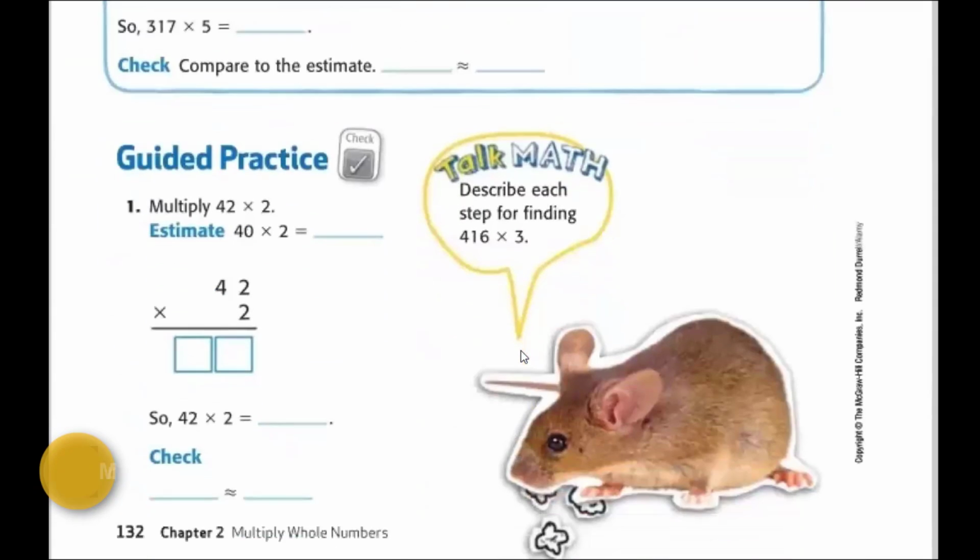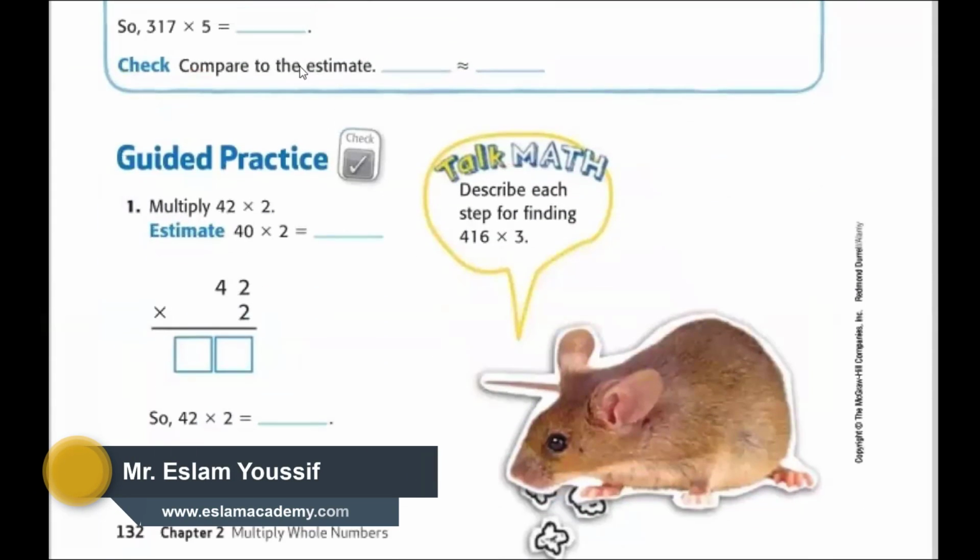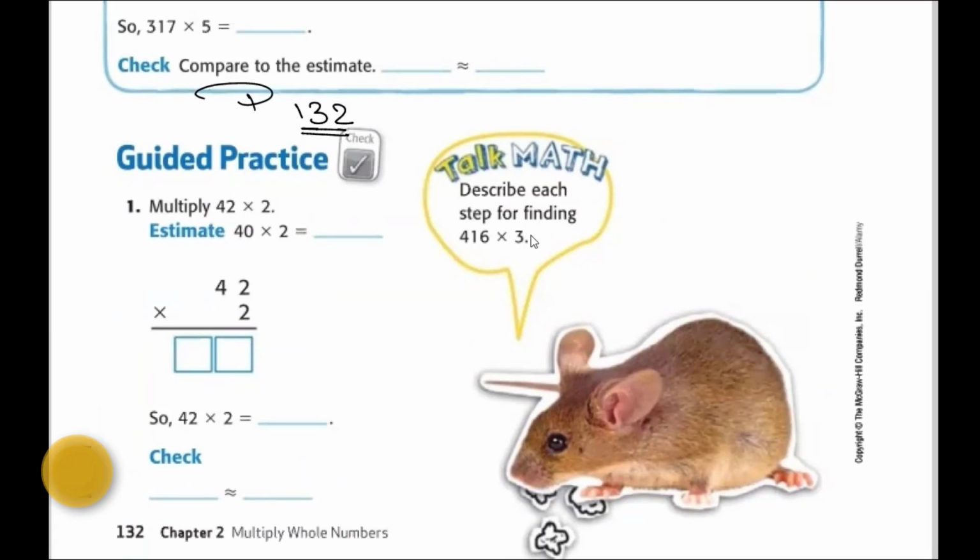Yusuf Adil will solve with me the next one. So open your book, please, page 132. Page 132. We need to multiply 42 times 2. I just need to multiply. Leave estimation now. I need just to multiply. Mister, I said this question, 42 times 2.